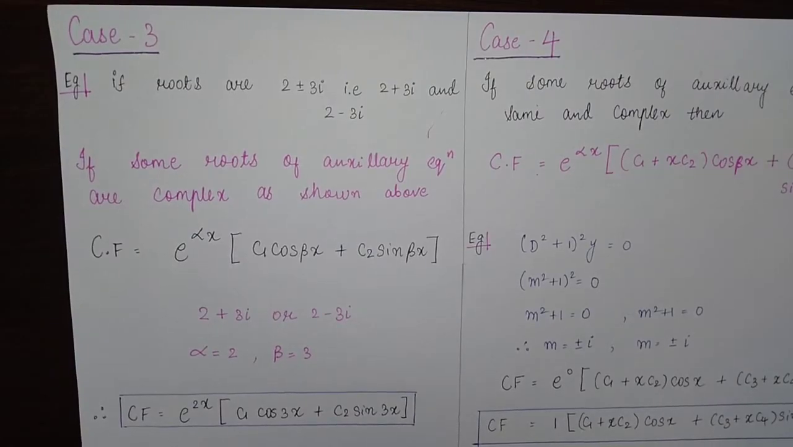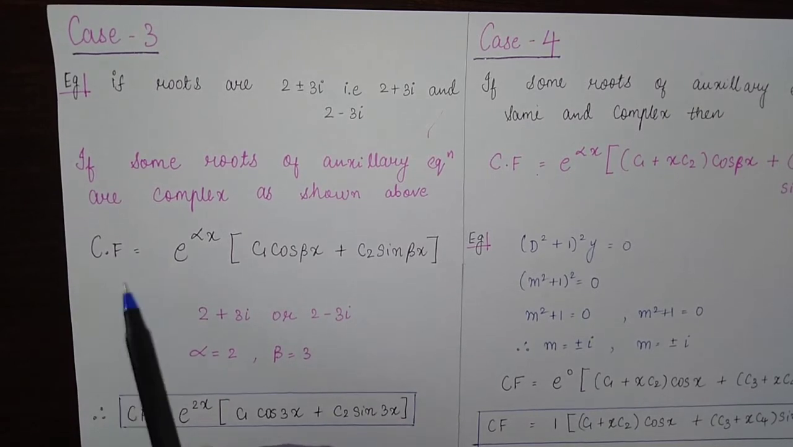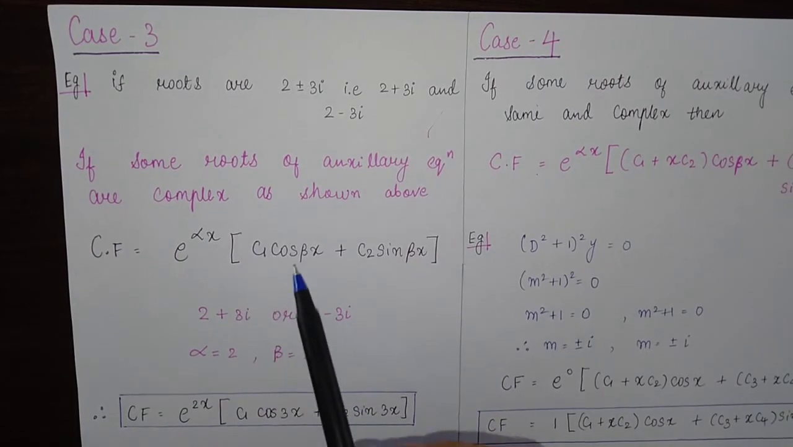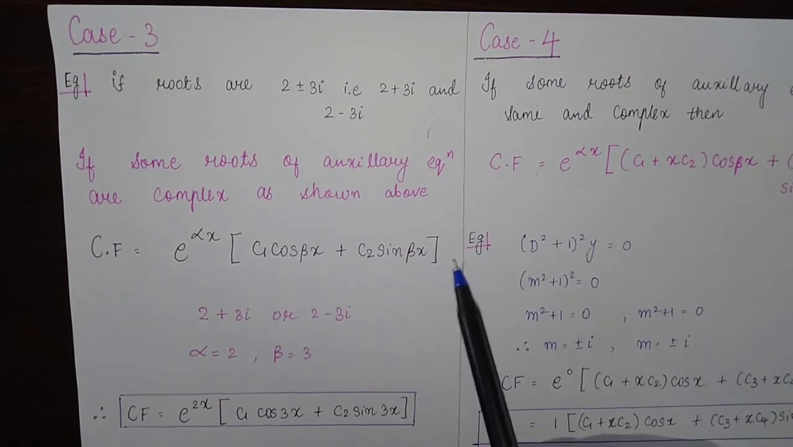The third case is for complex roots. During that time your complementary function will be e raised to alpha x into C1 cos beta x plus C2 sin beta x.